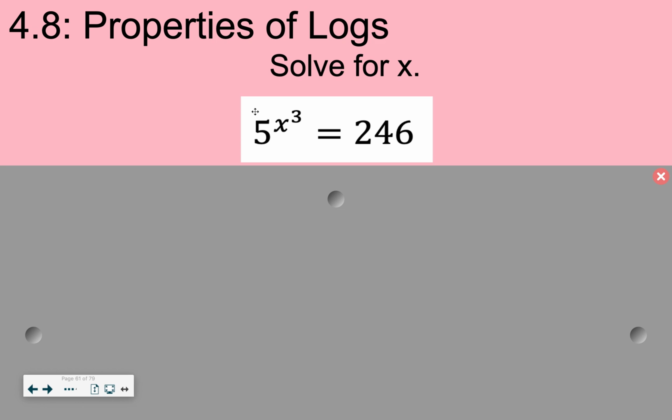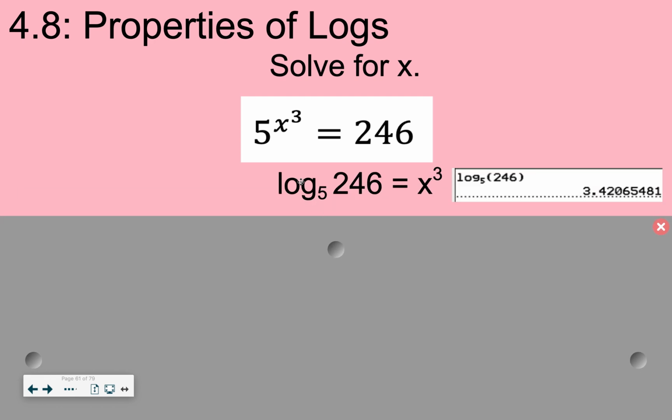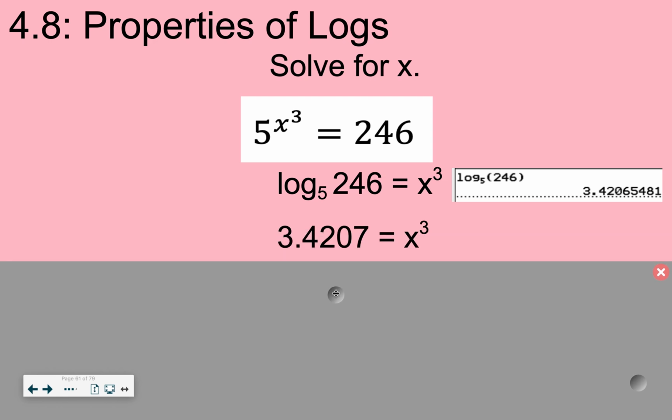So because the base of the exponential function is 5, I can put this into logarithmic form. So I can do log base 5, because this base is 5, and then swing over, so log base 5 of 246, and that's going to equal the exponent, and the whole exponent is yet another exponent, so that's okay, x cubed. Okay, I can type in log base 5 of 246 into the calculator, talked about that yesterday, and I get 3.42. So if I rewrite that, x cubed equals 3.4207, round generously, so your answer is as accurate as it can be.